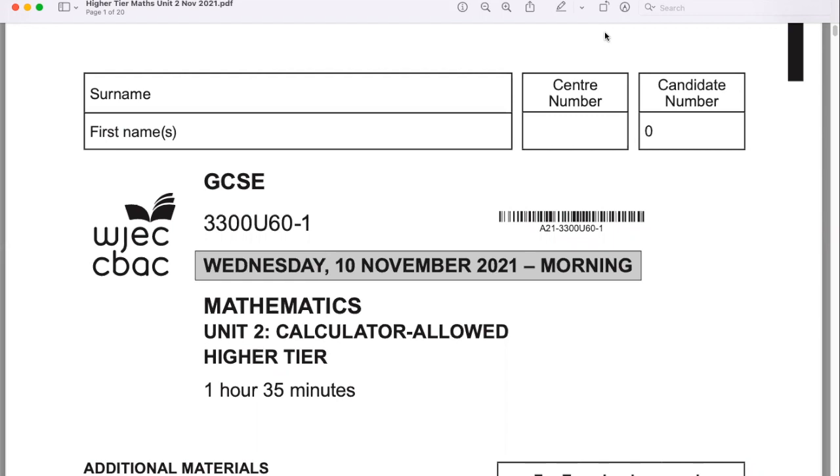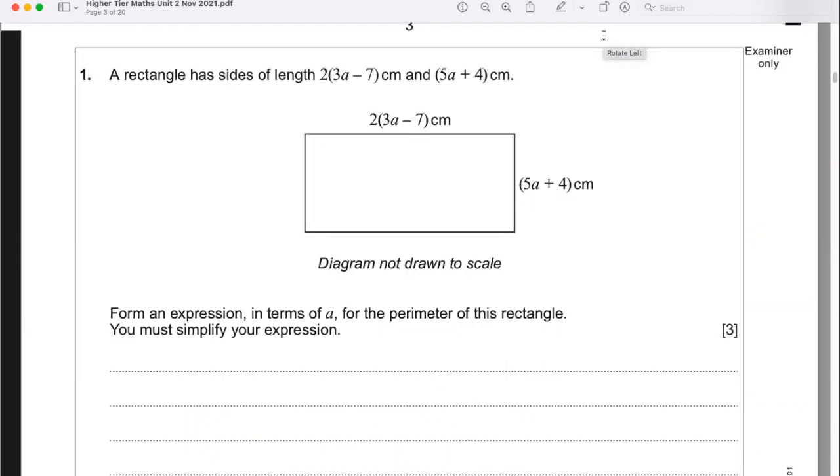So today we will be looking at the higher tier. Again, that is Unit 2 Calculator, the November 2021 paper. So let's get started. As you know, higher tier and intermediate tier overlap certain topics.